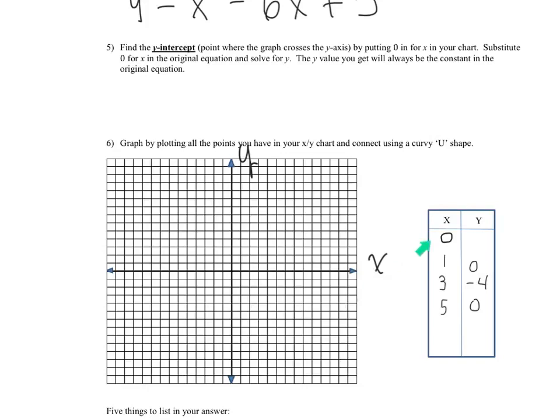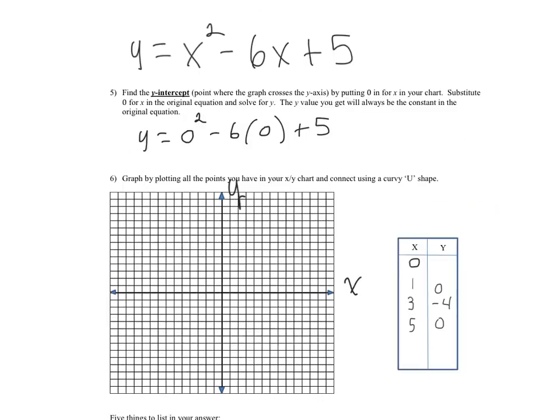So here we put 0 on the x side. So we're going to find the y value by putting 0 into the equation. So here I've put 0 in for x, so 0 squared minus 6 times 0 plus 5. This will be 0 here, and this will be 0, so we're going to get the 5, which is the c value, or the constant, in our trinomial. So this 5 here is going to come down in our chart for our y value.